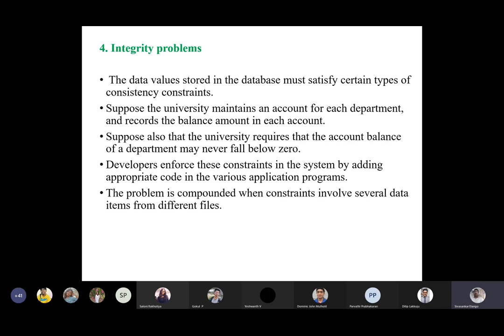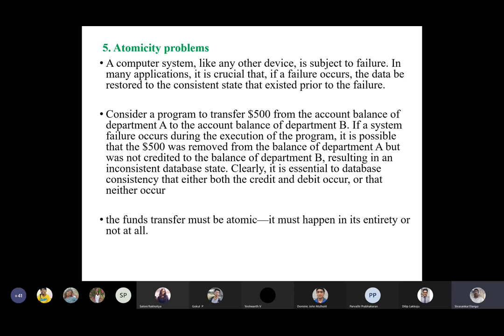Now let us discuss this atomicity problem. The atomicity problem is a very popular problem that is addressed by the database management system. So what do you mean by atomicity problem?